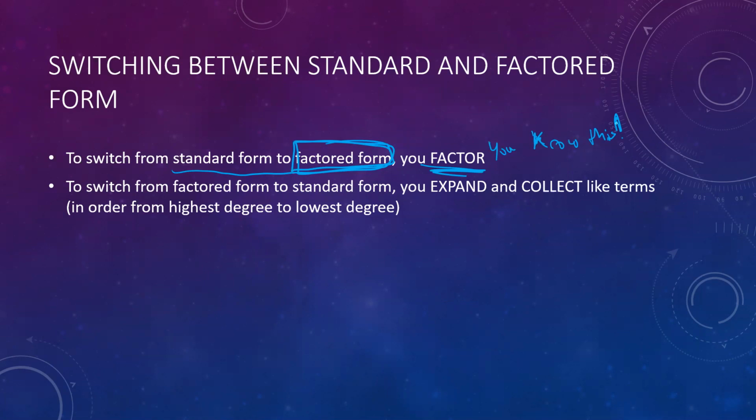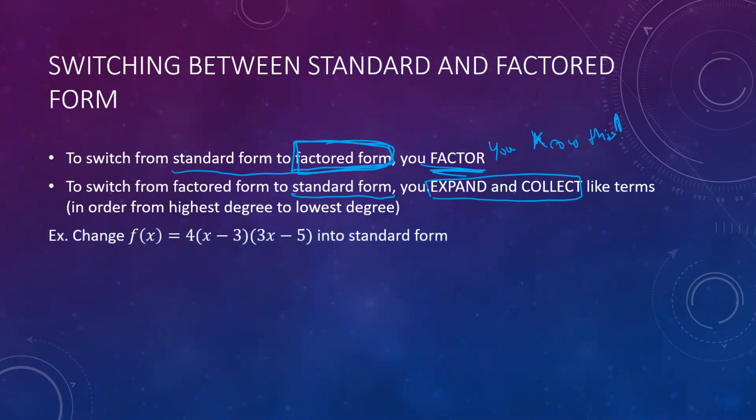That's all. So if you want to switch from factor form to standard form, pretty self-explanatory. You expand and collect the like terms. So you're simply going to expand and collect the like terms, and then you normally want to write it from the highest degree to the lowest degree. Okay, so pretty simple as well.